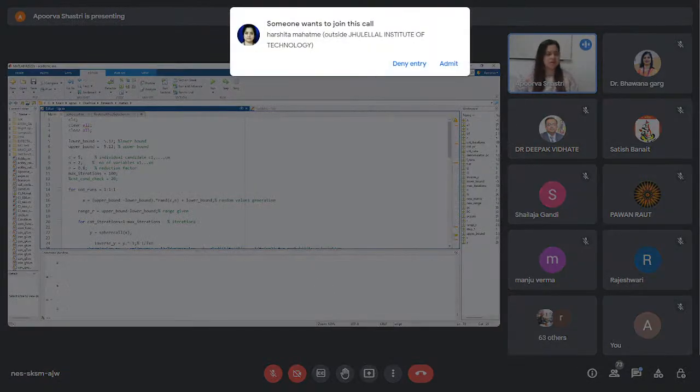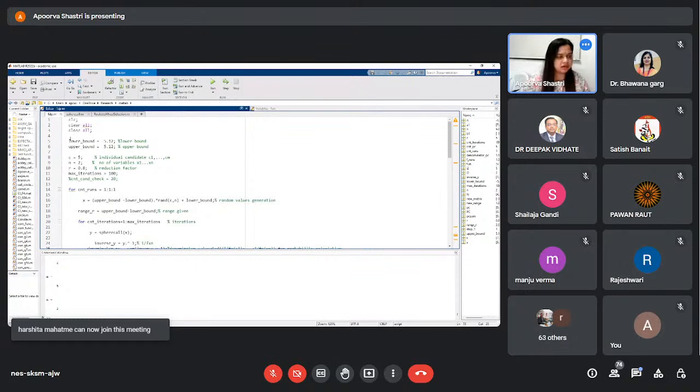So, let's see here. We have started with the initialization part. Lower bound is equal to minus 5.12. Upper bound is equal to 5.12. Number of candidates C is equal to 5. Number of variables is 2. Reduction factor 0.8. You can take 0.9 also. It is not an issue. And maximum number of iterations right now I have kept 100. Depending on the R value, we can change the iterations to 100, 200, 300, and so on.